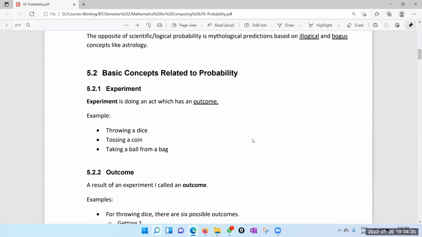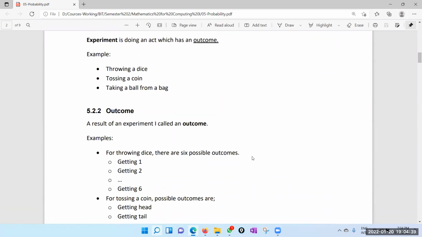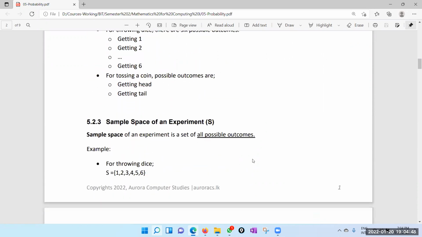What is an experiment? It's doing an act which has an outcome. Then the possible results are called outcomes. Every experiment has a set of outcomes. So then the sample space is all possible outcomes. The set of all possible outcomes is called the sample space. For example, if you are throwing a dice, the sample space is getting 1, 2, 3, 4, 5, and 6, something like that.